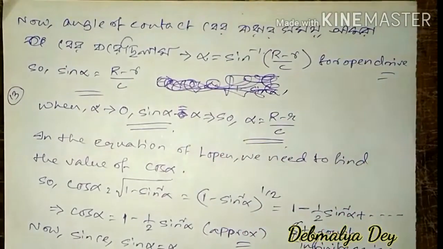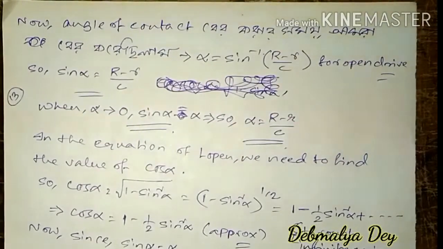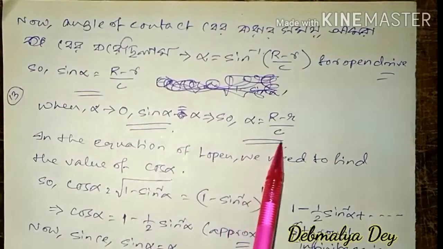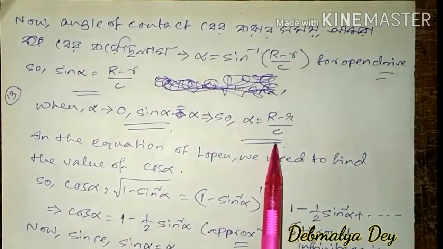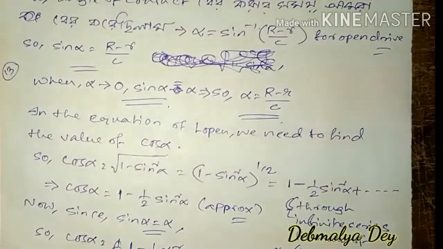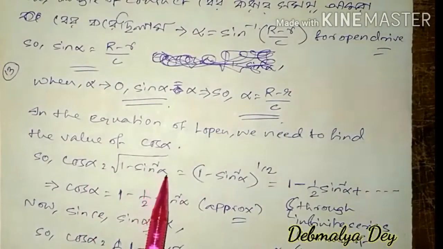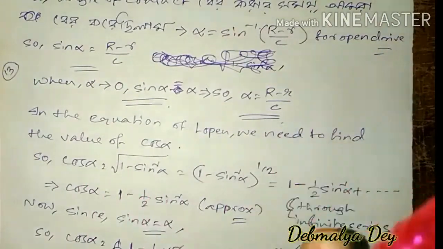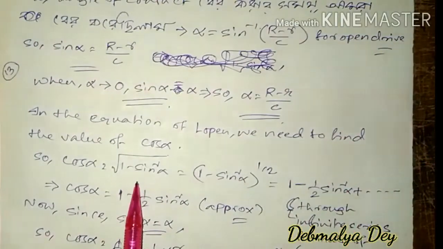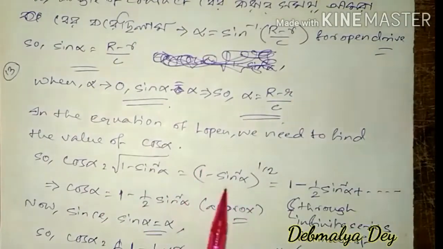Now in the previous equation, that is the equation for the exact length, there was a term cos alpha, and we need to substitute that. We have got the value of alpha in terms of radius and center distance, but now we need to find the value of cos alpha in terms of radius and center distance. For that we apply basic trigonometry: cos alpha is given by root over 1 minus sine square alpha, because sine square alpha plus cos square alpha equals 1. We can write this as (1 minus sine square alpha) to the power 1 by 2.